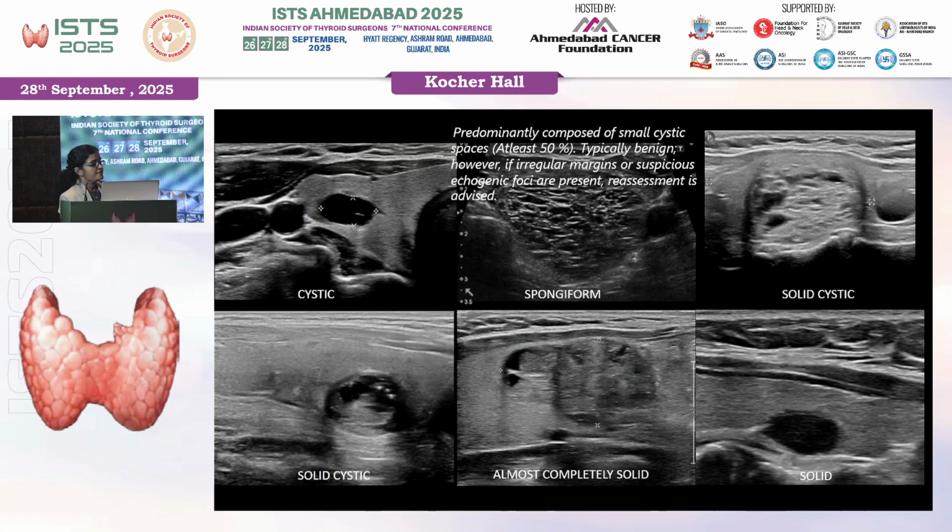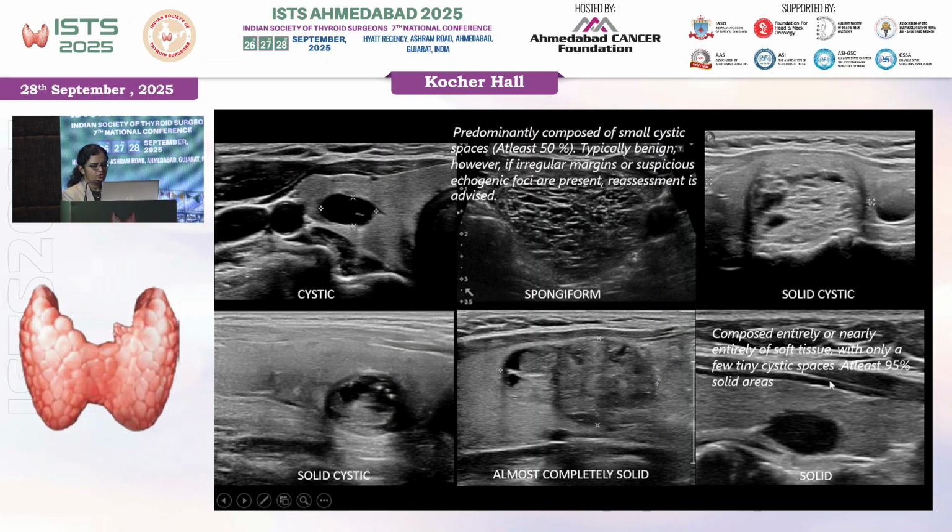Next to it is the spongiform nodule. How do you characterize it? It has more than 50% cystic areas, and usually it represents a benign finding, and it should have good sharp margins. But if you have some irregular margins or some calcifications, then you may have to reconsider whether you are truly dealing with a spongiform nodule or not. Then the next one is solid.